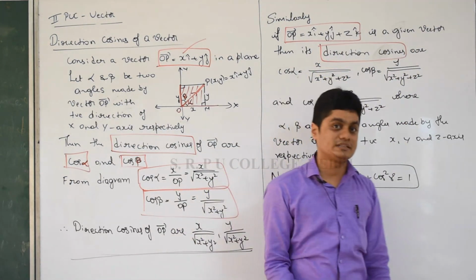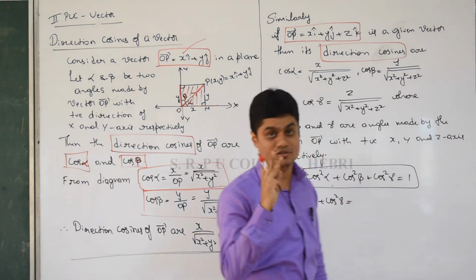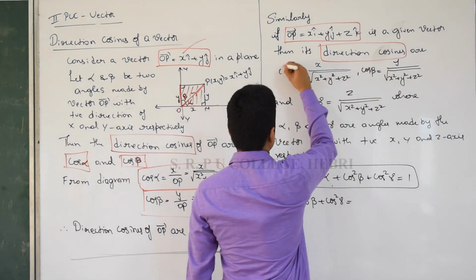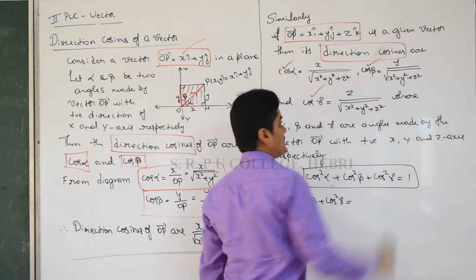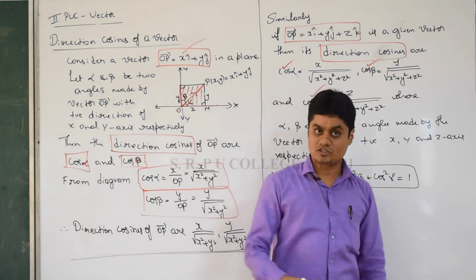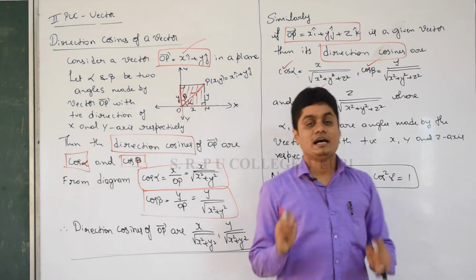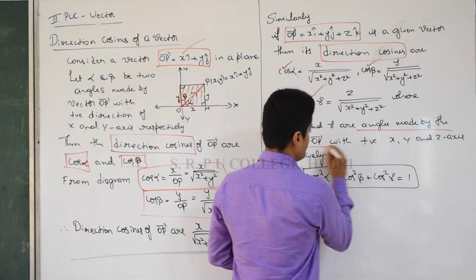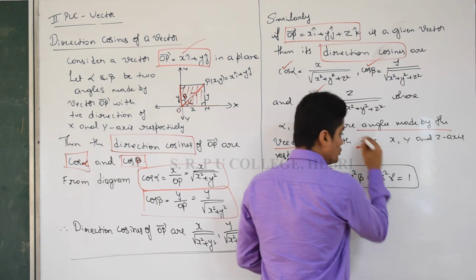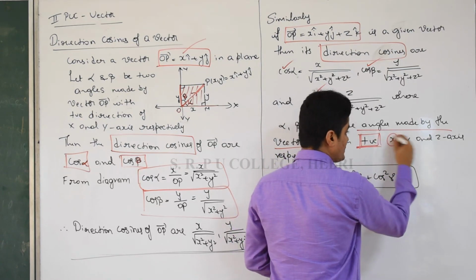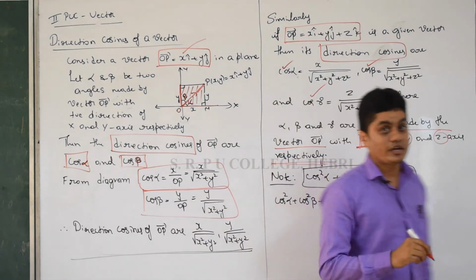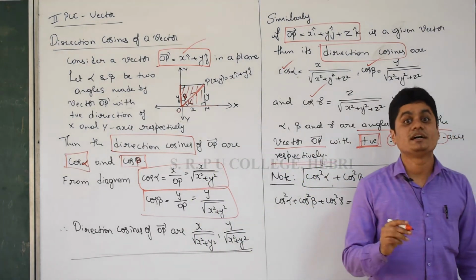So how many direction cosines must there be? Three components, so three direction cosines. Then the direction cosines are cos alpha, cos beta, cos gamma respectively. Alpha, beta, gamma are the angles made by the vector OP along with the positive x, y and z axis respectively.